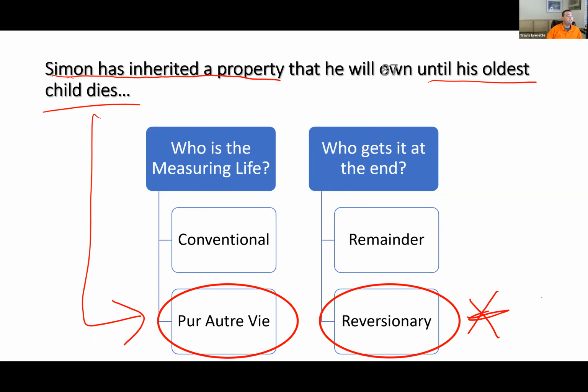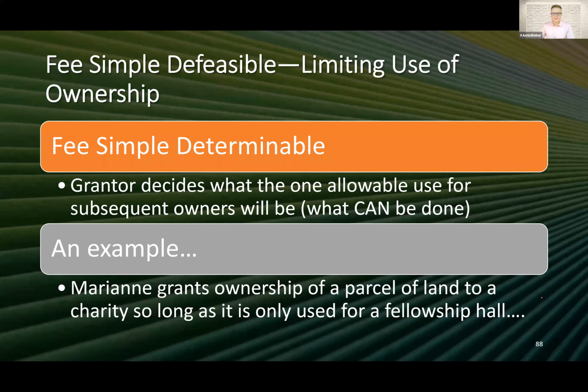The first one we just talked about is a life estate grantor. That's limiting time. Now we need to talk about the grantor who wants to limit use.